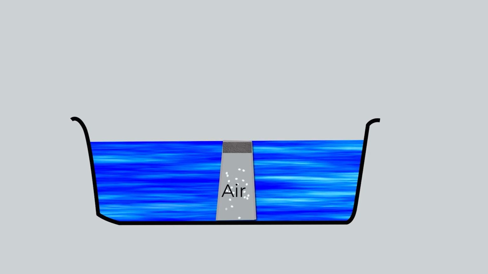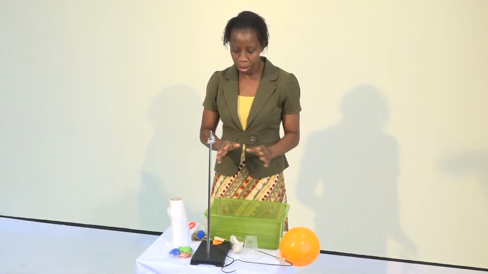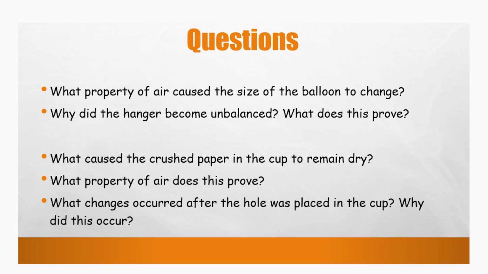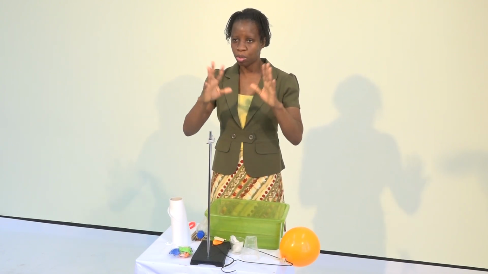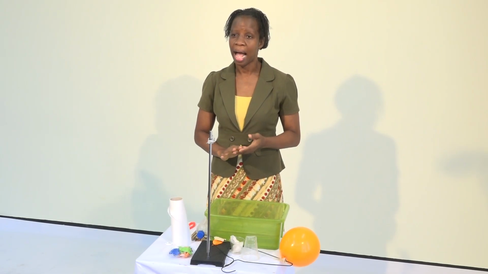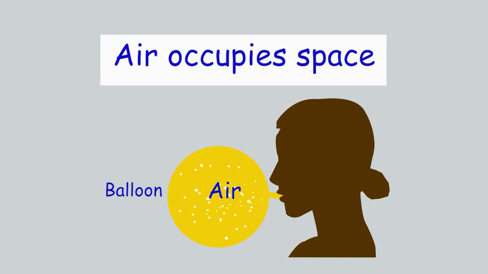Let's look at some questions. What property of air caused the balloon to change size? What was the property of air? When we blew into the balloon, the air, which is a mixture of gases, caused the balloon to change in size. What that is showing was that air, as a type of gas, has this ability to occupy space. So whatever space we place air or any form of gas in, it will occupy that space.